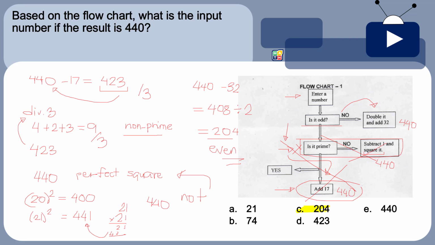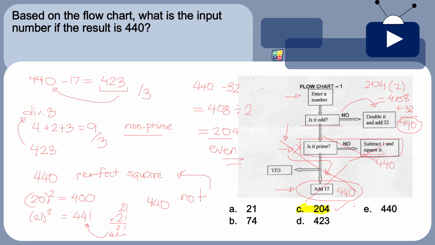Okay, you might want to stop here, but let me check this using the process given by the flowchart, and let's check if it's really correct. If our number is 204, is it odd? No. So proceed here. Double that, so times 2, you will have 408. Then you add 32, you will get 440. So this is the correct answer.